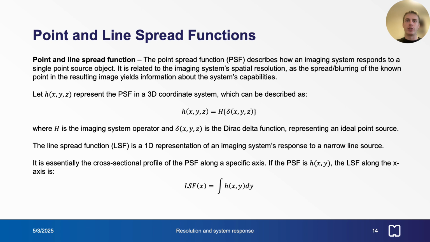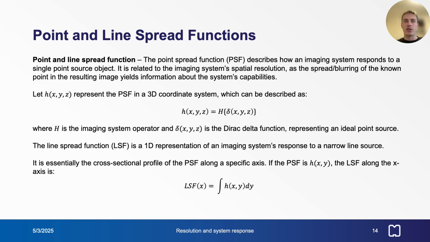The point spread function, or PSF, describes how an imaging system responds to a single point source object. It's related to the imaging system's spatial resolution, as the spread or blurring of the known point in the resulting image yields information about the system's capabilities.